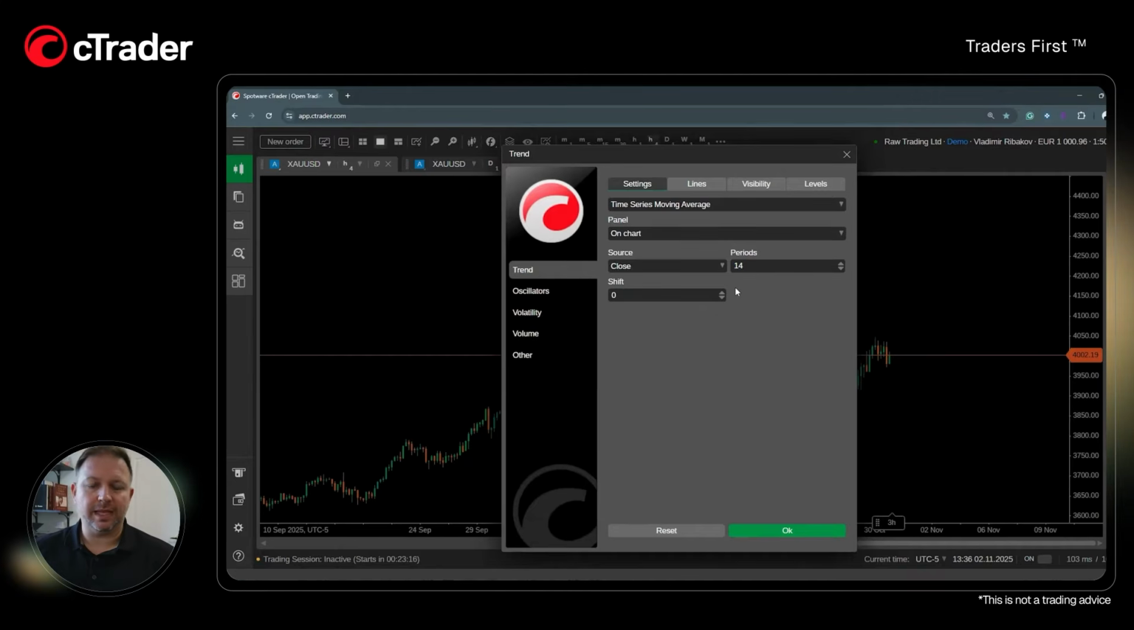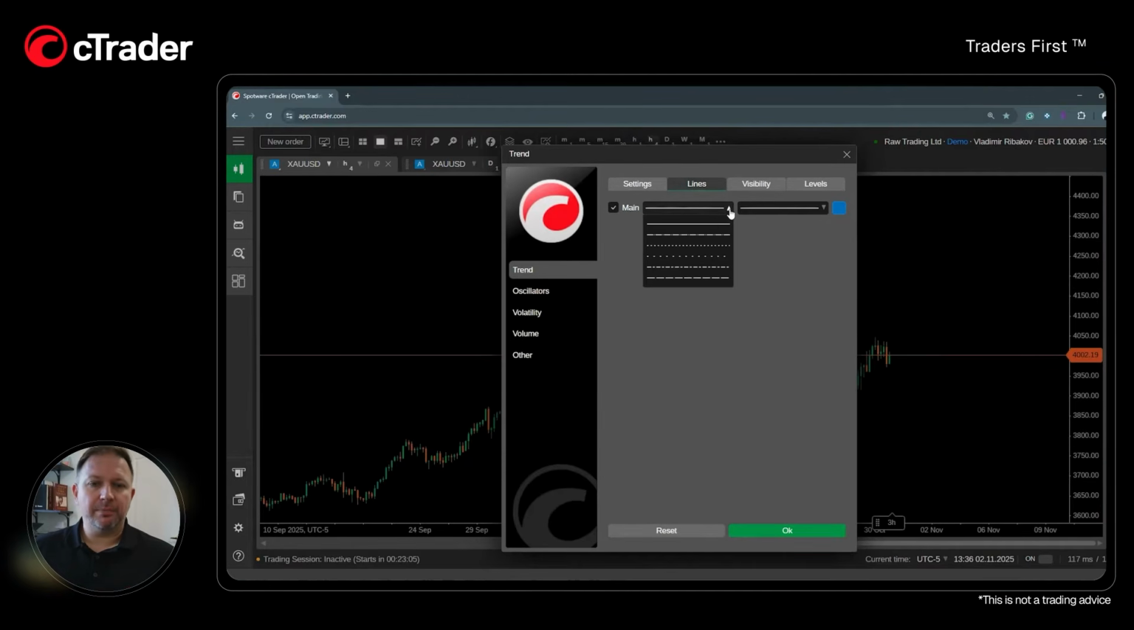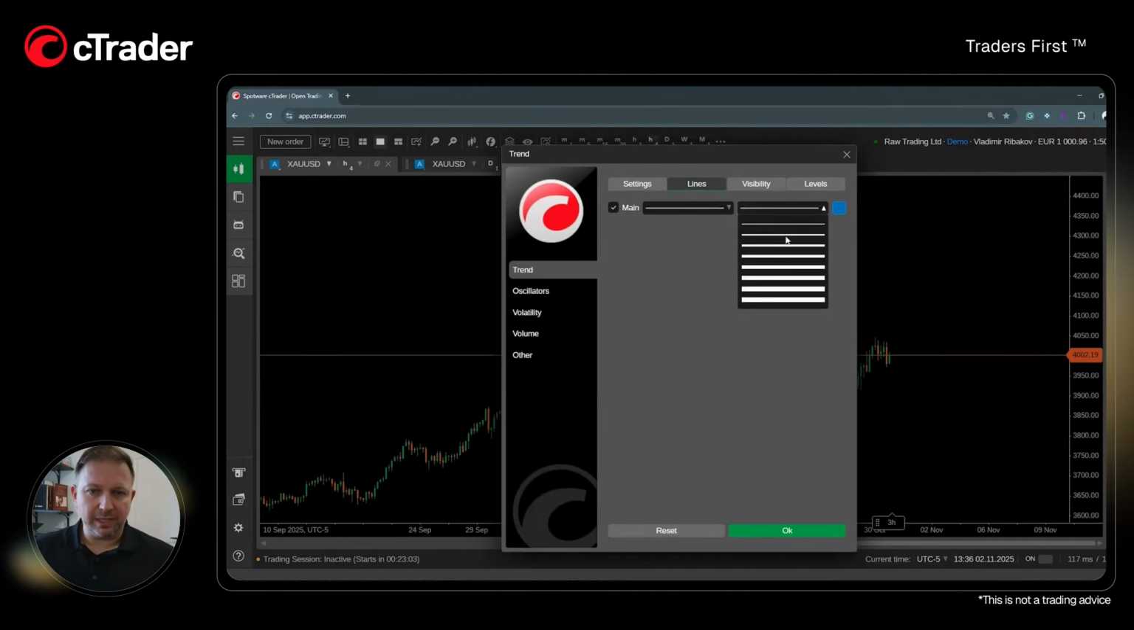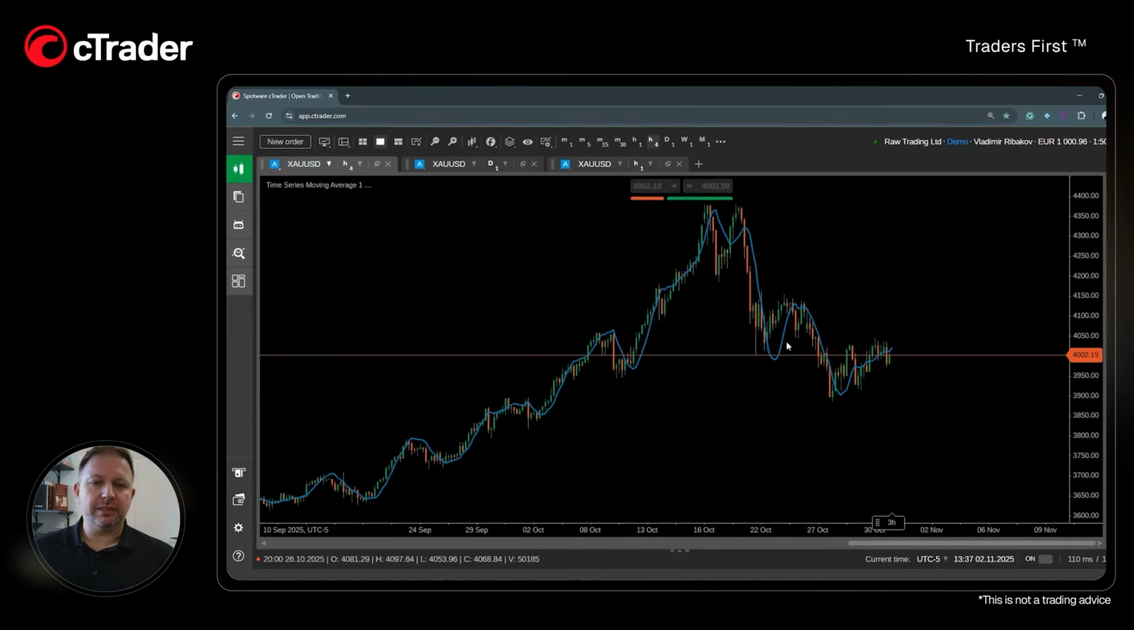By default, it comes with a period of 14 and is applied to the source of close price. You can change the visibility of the moving average, the type of the line, and of course the thickness. I will just leave it blue as it is. You can also change the visibility on what timeframes and chart types you would like to see it, as well as levels. Apply that to the chart, and this is what you get.